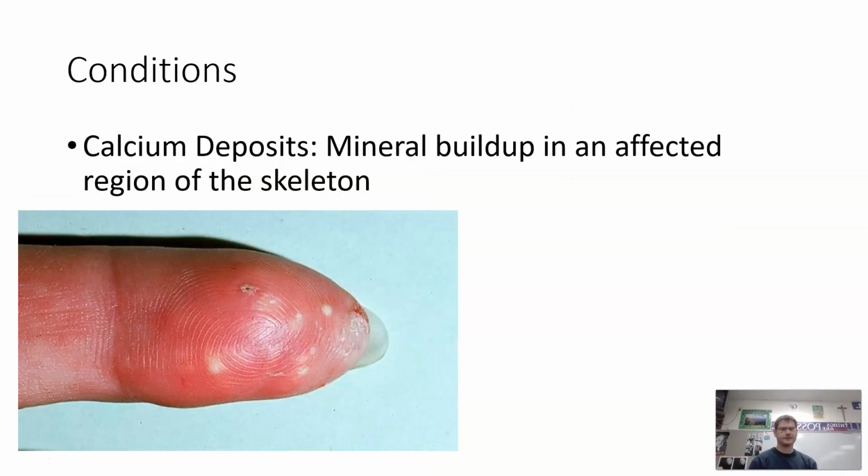Alright, calcium deposits. Mineral buildup in an affected area of the skin. So these are small calcium deposits in different parts of your skin, and your body is putting that calcium somewhere, or it's trying to fix something, but obviously things have gone bad.